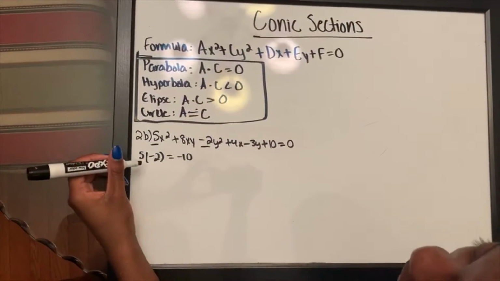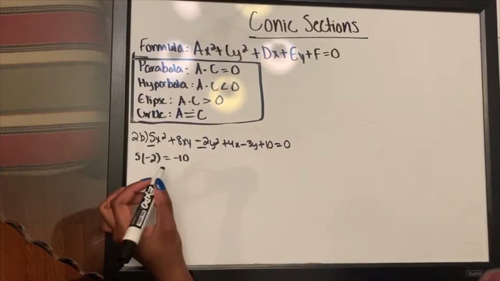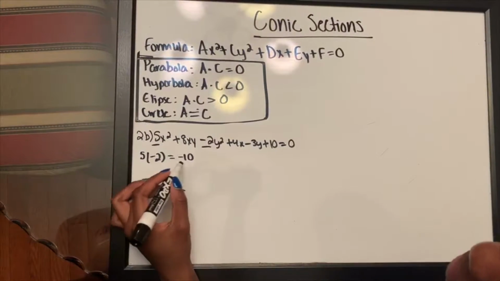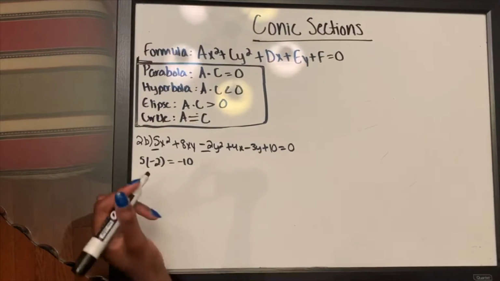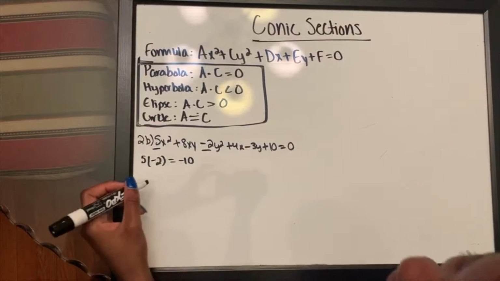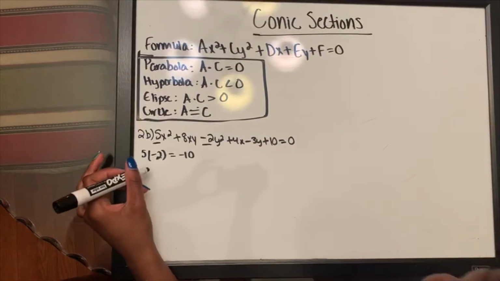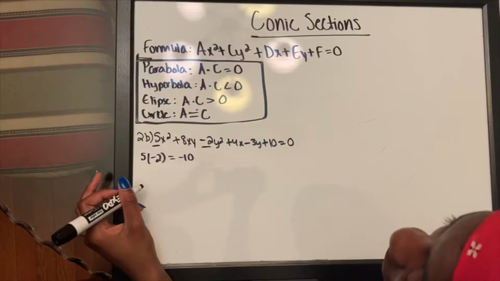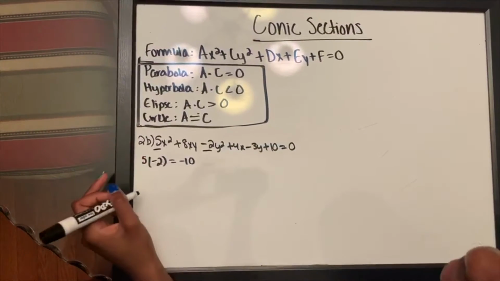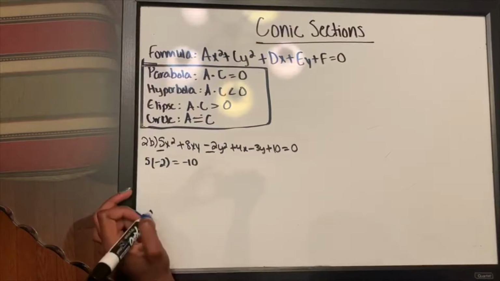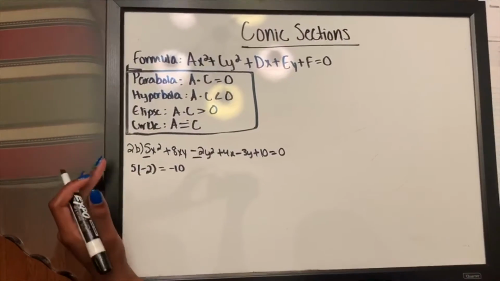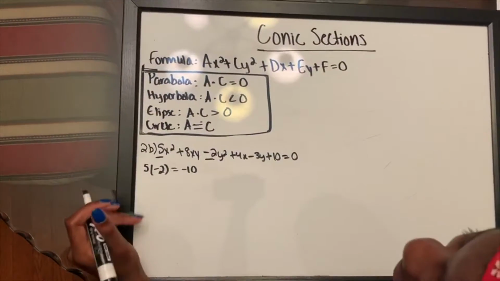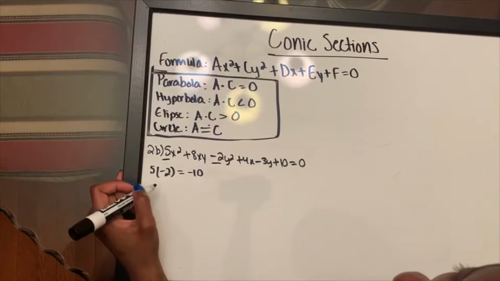For the hyperbola, A times C would have to be less than 0. So basically, when you multiply A and C, it indeed is less than 0 because it is -10. So that is a hyperbola. But we're going to keep going, continuing and just going through the whole process.